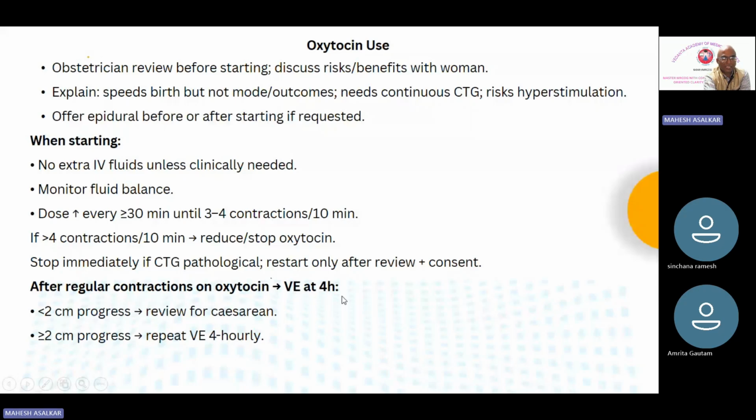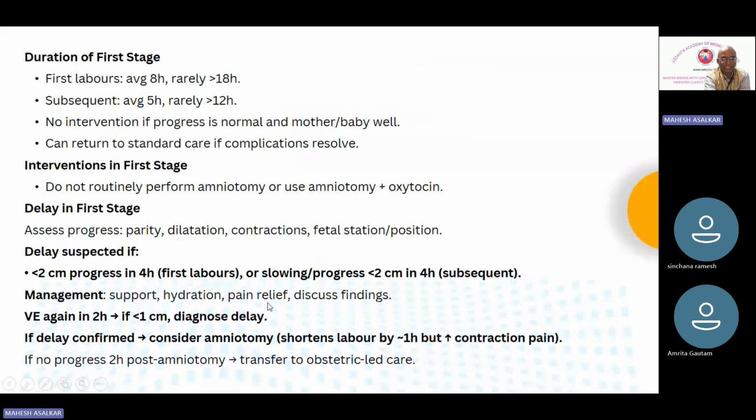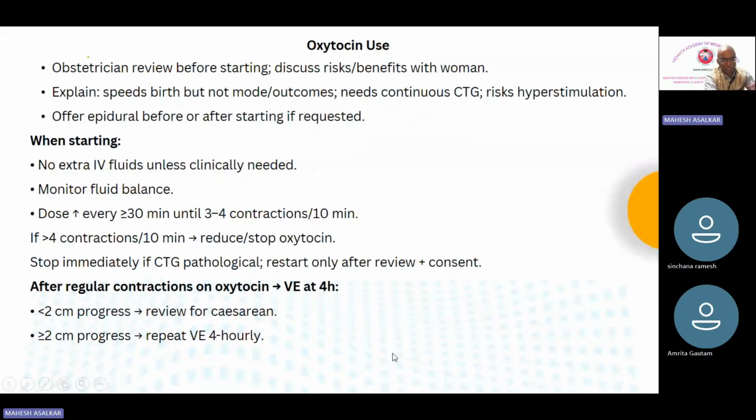Okay. Then in those 4 hours, if there is less than 2 centimeter progress, then she will be reviewed for cesarean. Otherwise, if good progress, she will be monitored. Is it clear? So there may be a very long scenario from admission, this has happened, this has happened, this has happened. So look into the sequence, what is given to you.